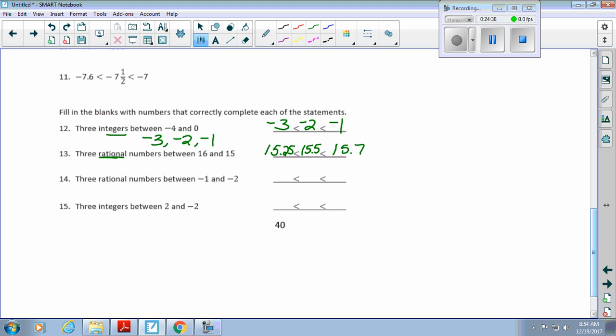All right? Same thing for number 14, 3 rational numbers between -1 and -2, so maybe it would be -1.8, -1.5, -1.3, okay? And then 3 integers between 2 and -2, they have to be whole numbers. So let's do -1, 0, and 1.